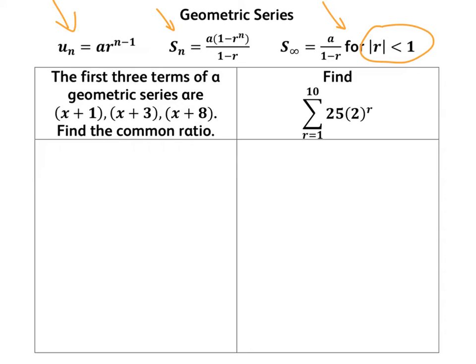The thing about geometric series is that the ratio is the same each time, so you're multiplying by the same thing. On this first one it says the first three terms of a geometric series are x + 1, x + 3 and x + 8, find the common ratio. What you need to do is say (x + 3)/(x + 1) = (x + 8)/(x + 3). So the second term divided by the first term is equal to the third term divided by the second term.